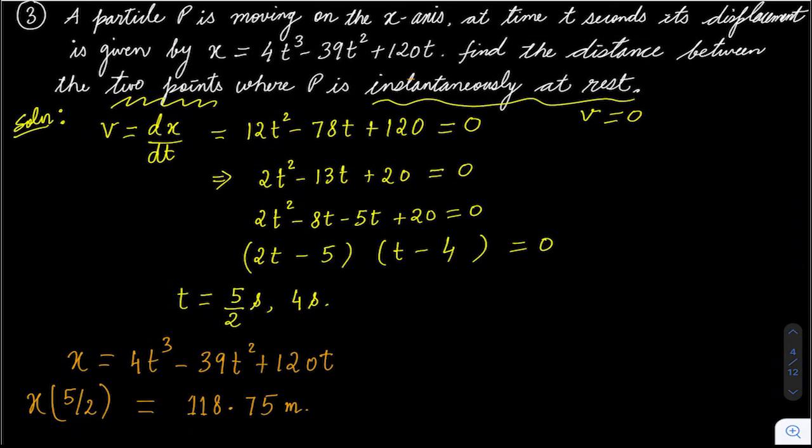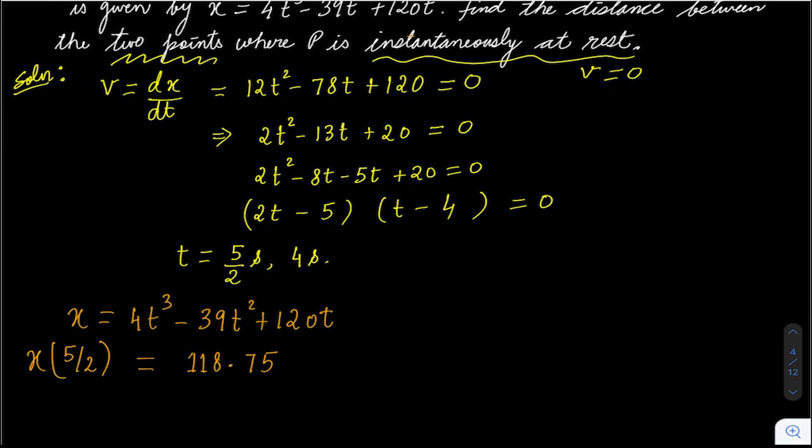No unit is given, so okay, square unit. We can take any unit. Now at 4, substitute t as 4. So what is my x value coming out to be? My x value will come out to be 112.